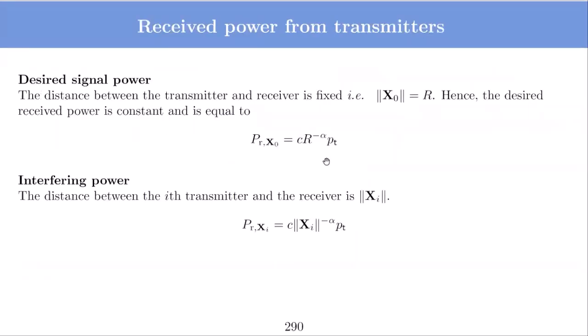Okay, so now for the considered receiver y0, the desired signal power is the power received from the desired transmitter at x0. If I apply the path loss, the power from that transmitter is going to be PT into C into r to the power minus alpha, and r is the norm of x0. And for interfering power, if there is a transmitter at xi, the power from this will be C norm of xi to the power minus alpha, a distance from the origin or the receiver, into transmit power PT.